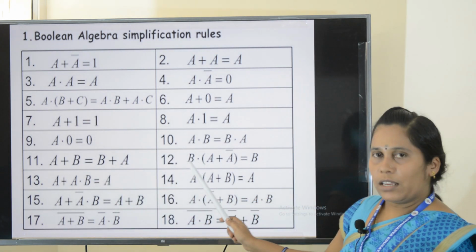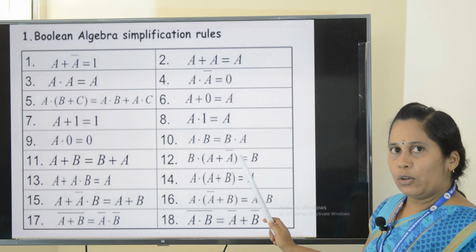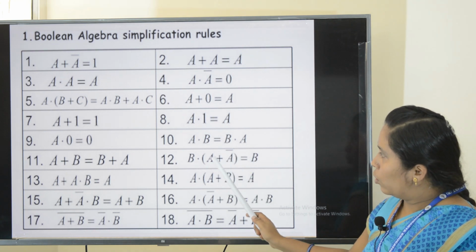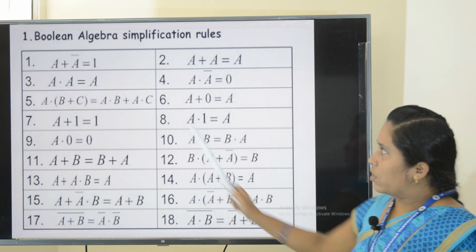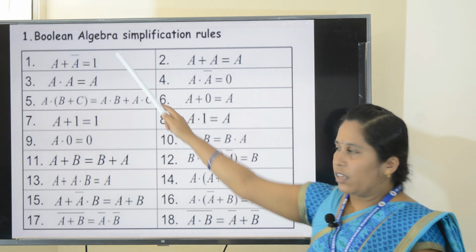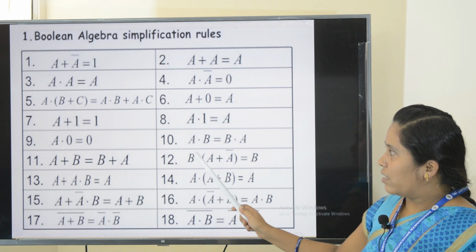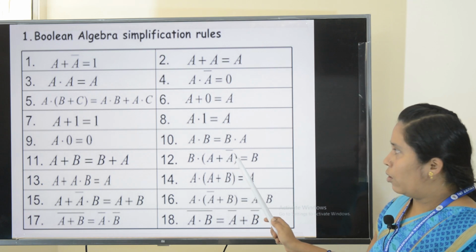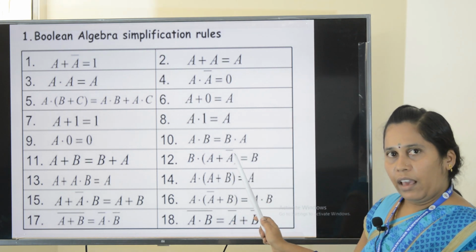The next one is B into (A plus A bar) is equal to B. Here apply rule number 1, A plus A bar. A plus A bar is equal to 1. Substitute this in place of A plus A bar. So that is B into 1 is equal to B. By using rules we can simplify the expressions.